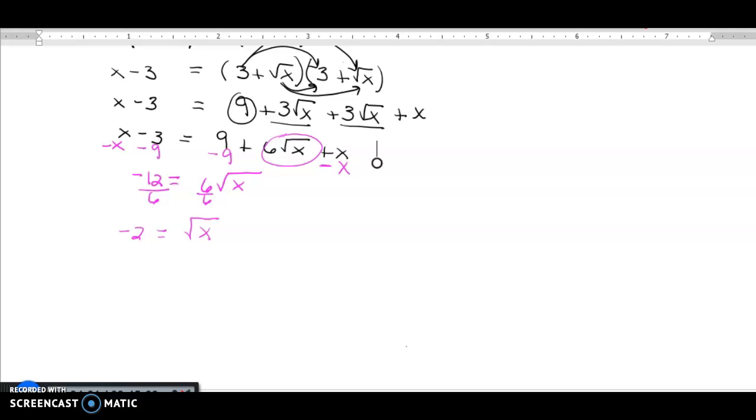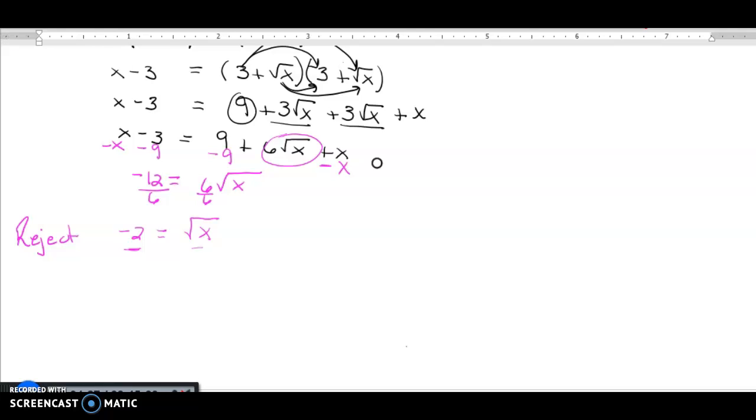Well, in order for this to be true, it can't be true. Right here, I know that this is, we call this a reject. We're going to reject this because the square root always comes out positive. Like square root of 25 is 5, square root of 49 is 7. We can't have a square root of a number and come out with a negative. So that is a reject.